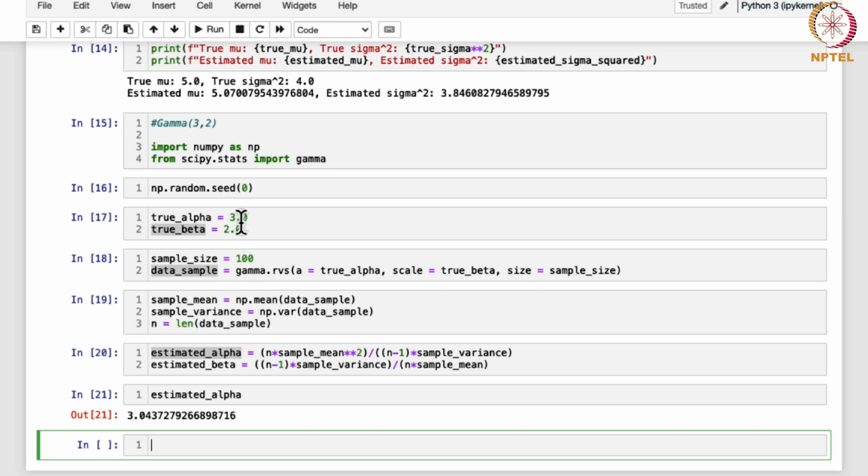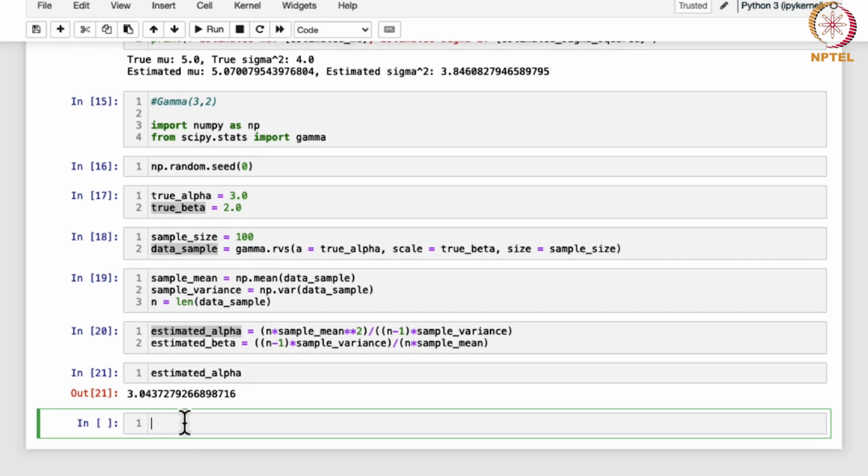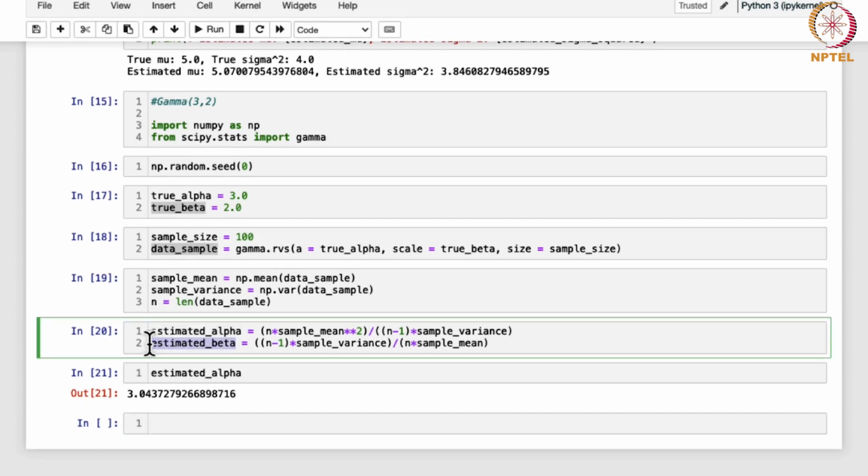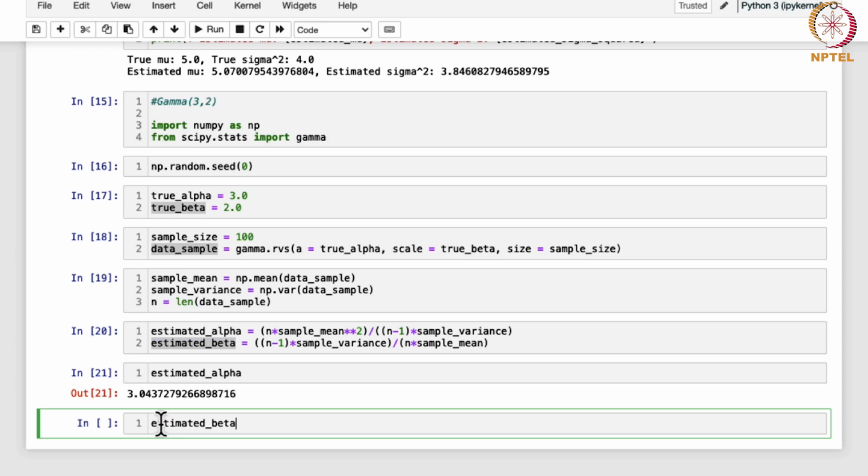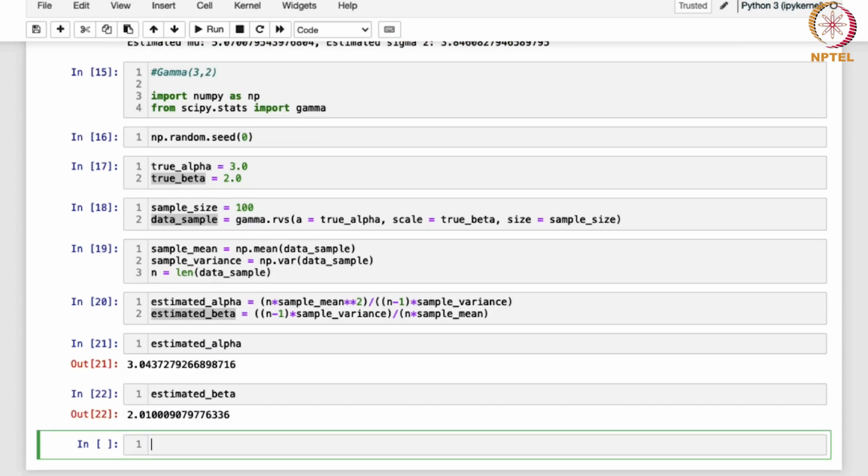So you can see that the true alpha was 3, and here the estimated alpha is 3.043, which is very close to it again. And let us see what the estimated beta is. That is 2.01, and the original one was 2. Okay, so this is how you can visualize your point estimators.